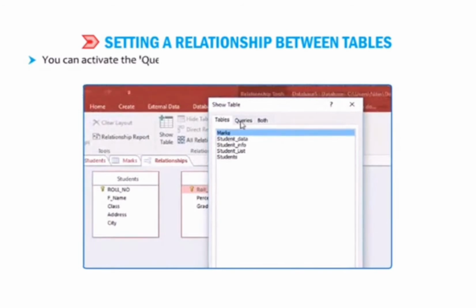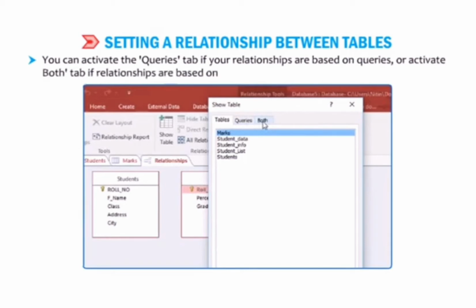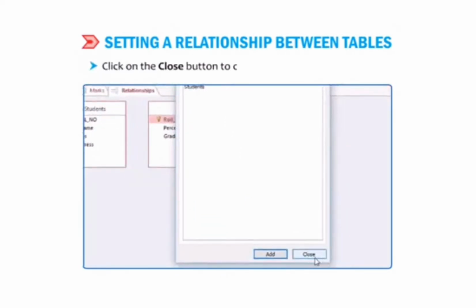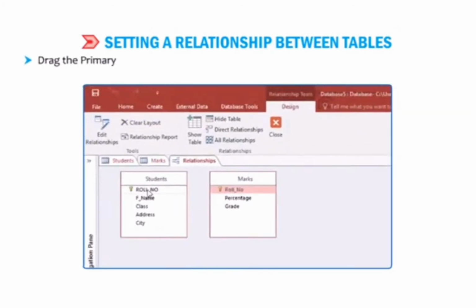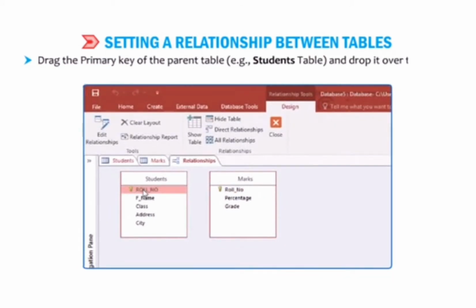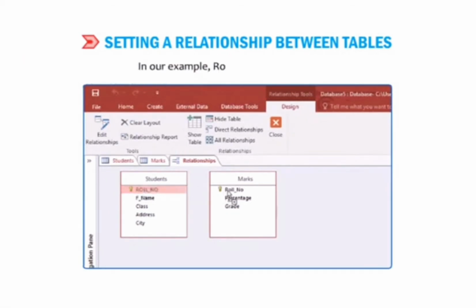You can activate the Queries tab if your relationships are based on queries, or activate the Both tab if relationships are based on both tables and queries. Click on the Close button to close the Show Table dialog box. Drag the primary key of the parent table, example students table, and drop it over the same field in the child table, example marks table. In our example, roll number is the primary key.